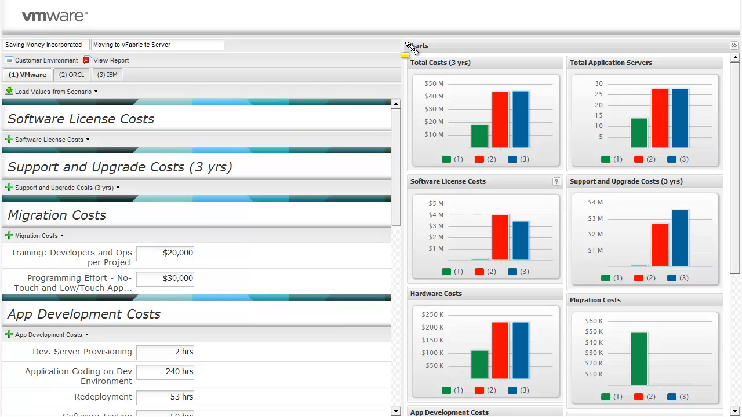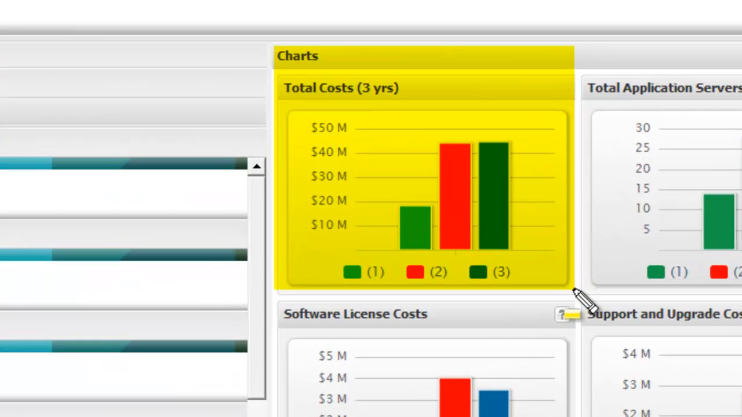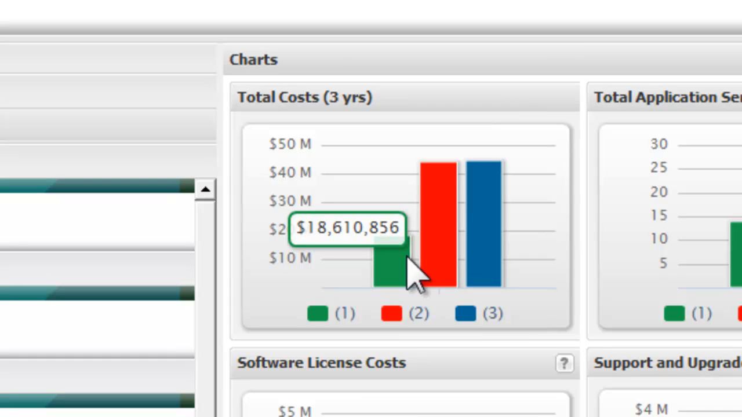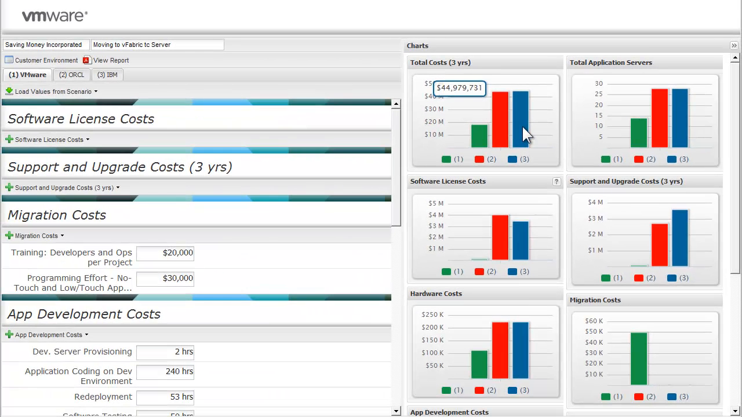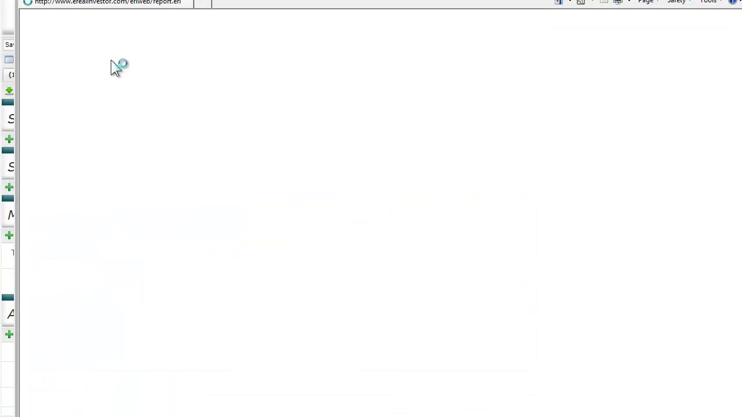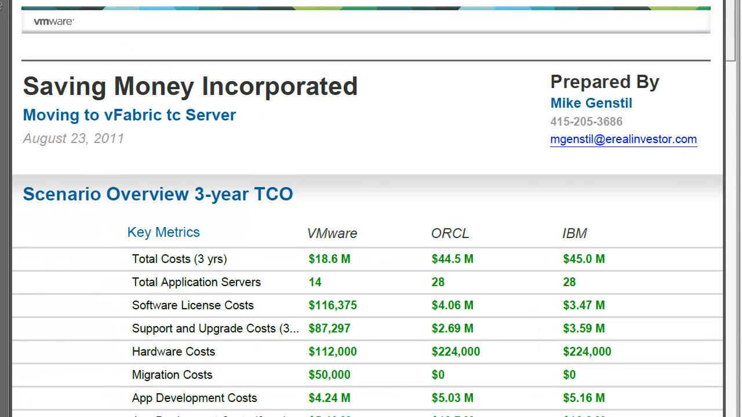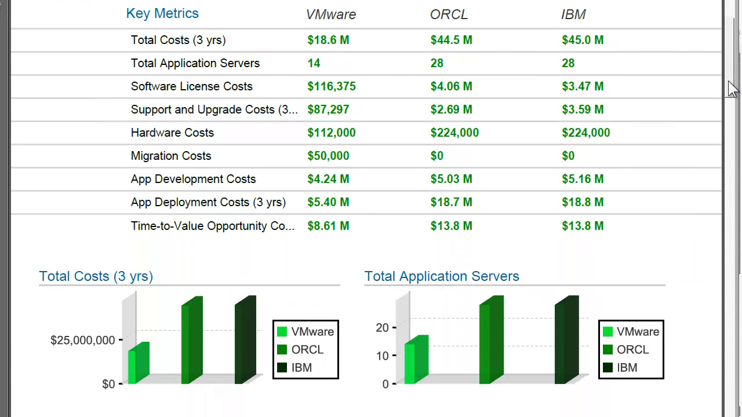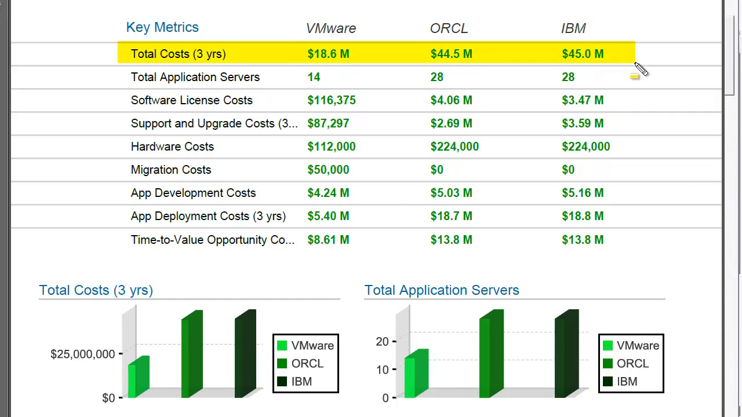After we punch in our numbers, we can see the most significant change is the total cost. The total cost of vFabric TC Server, including all our calculations and all our factors, is half the price of a commercial J2EE application server. We can print out a report and get our numbers in a detailed manner. The total cost over 3 years, in a comparison here, shows vFabric TC Server not only costs half as much, it also uses about half as many of the resources.